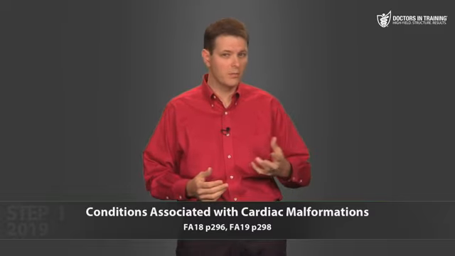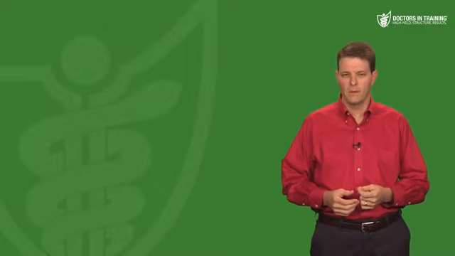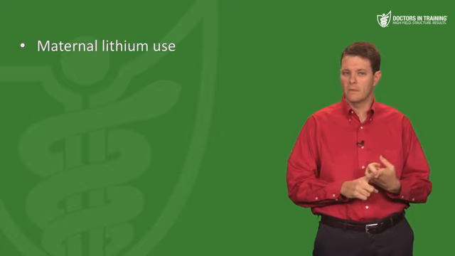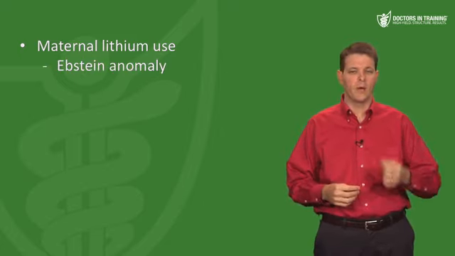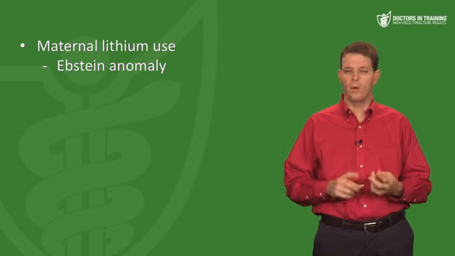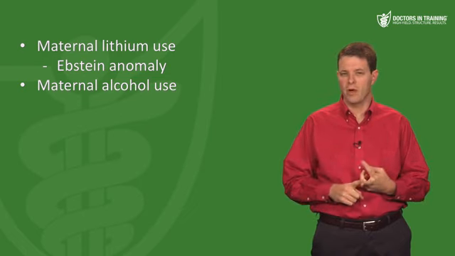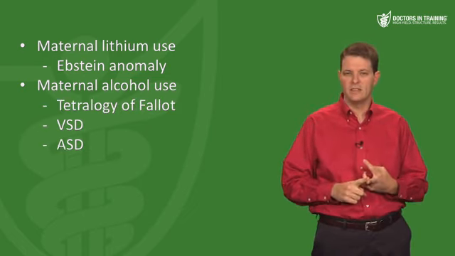Now, these have been known to turn up on practice tests, and you may see them on the real deal as well. Let's start with some conditions that affect the mother. We've already mentioned maternal lithium use, which can lead to which abnormality? Ebstein's anomaly, with that downward displacement of the tricuspid leaflets and right ventricle hypoplasia. Now, what about maternal alcohol use? Well, that'll increase the risk of several cardiac malformations, such as tetralogy of Fallot, VSDs and ASDs, and also patent ductus arteriosus.